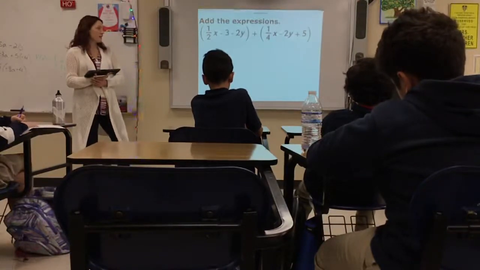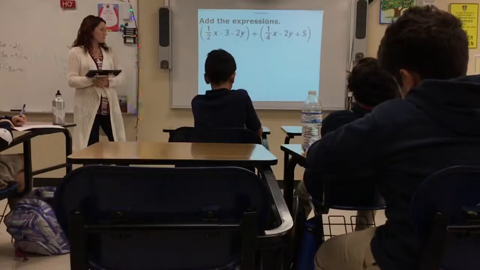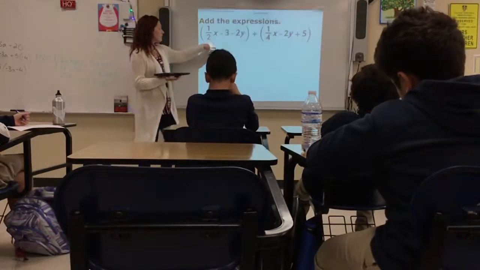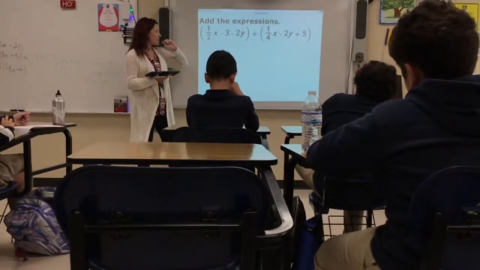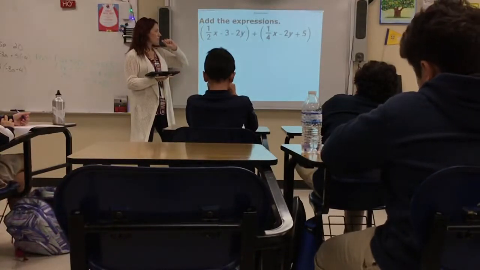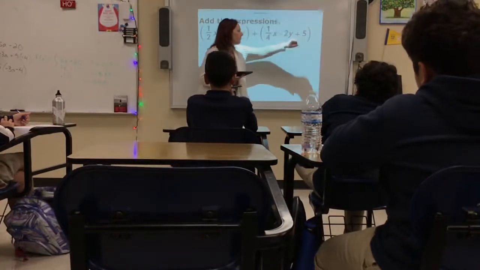Okay, what is your idea? I will take 1/2 x plus 1/4 x, and then you get that answer and put that down. And you put a little minus sign, and you do 3 plus 5, because those have no variables.